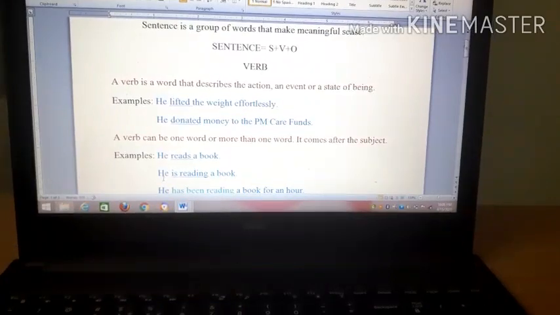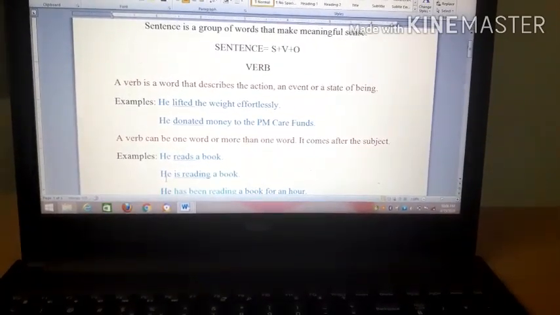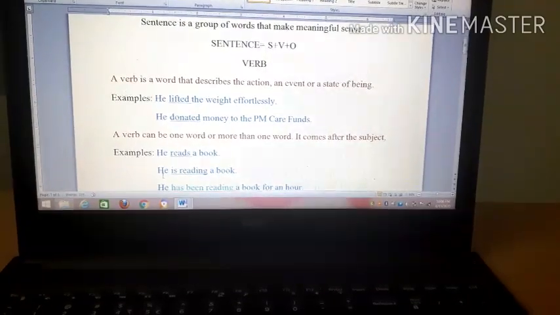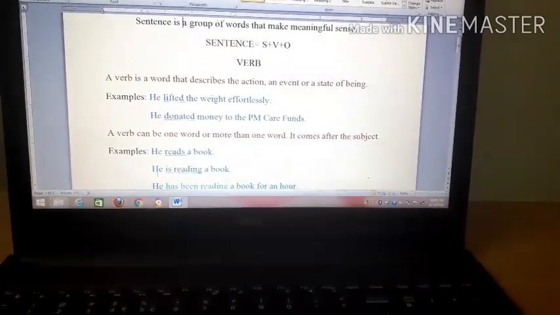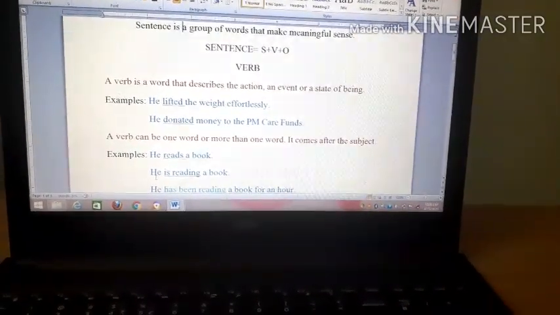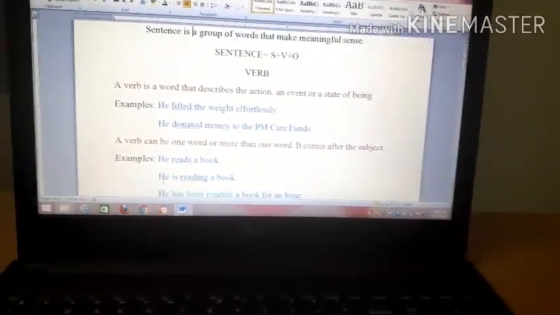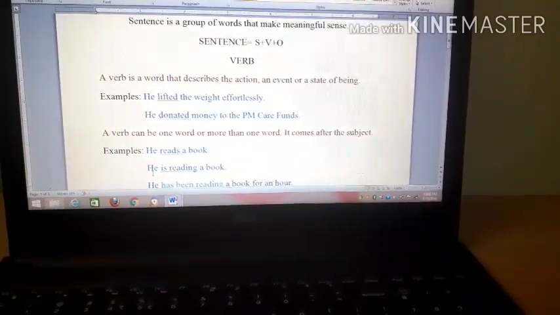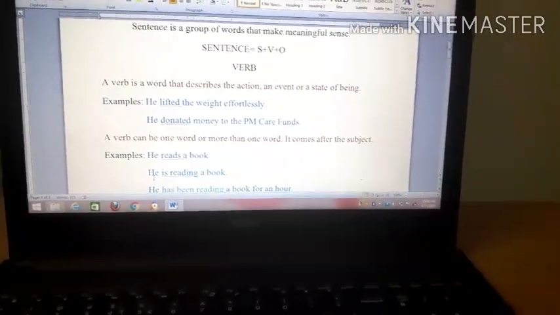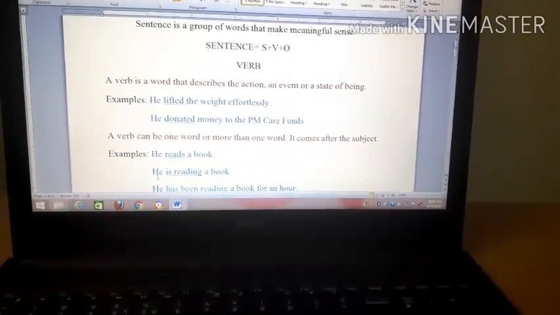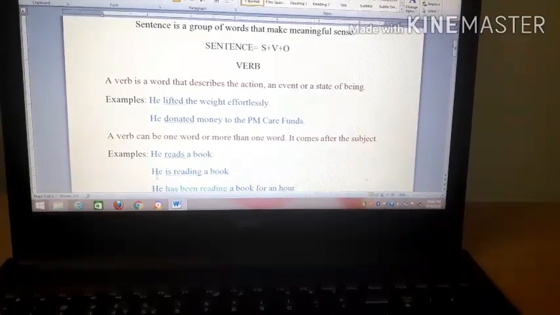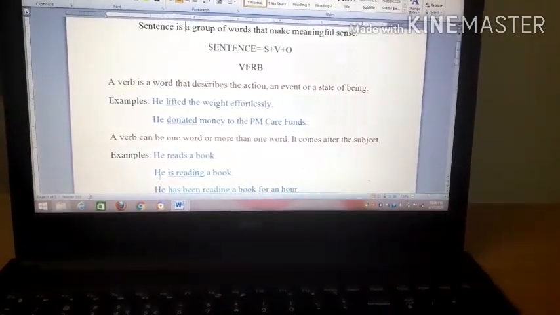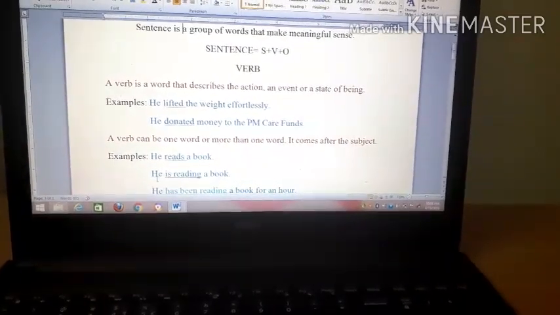You can see the examples I have written. The first example: he lifted the weight effortlessly. What did he do? He lifted the weight. So the action is lifting the weight. Next, he donated money to the PM Care Funds. So what did he do? He donated the money. So the action is donating the money. So donated and lifted are the verbs in these two sentences.